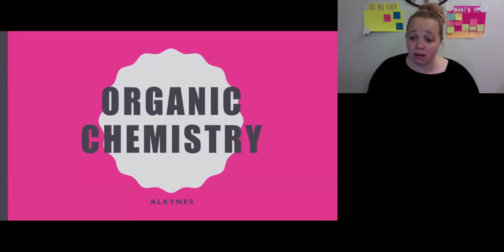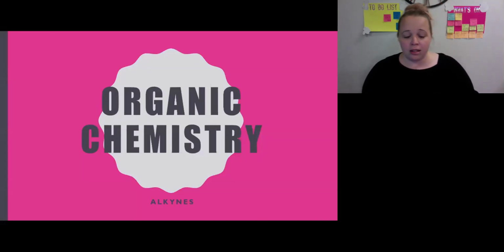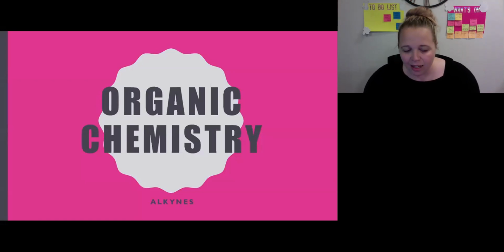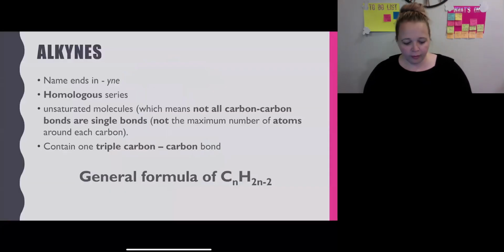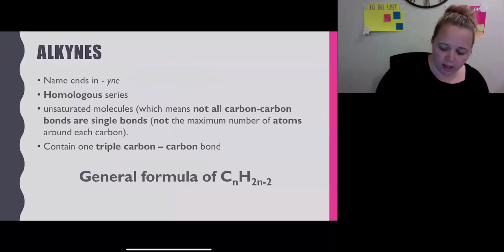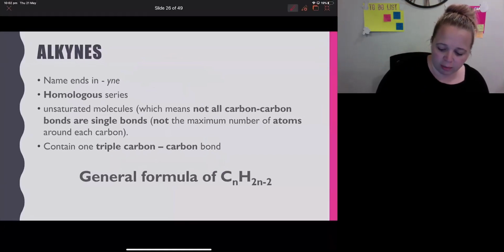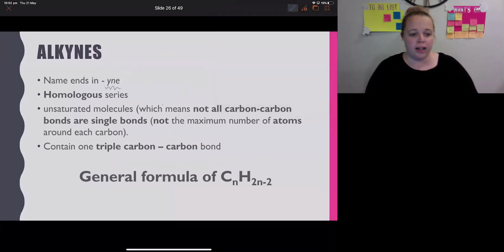Okay, now we're on to our third type of hydrocarbon. This is the third and final type of hydrocarbon. These are the alkynes. So now we're going to something with a Y. The alkynes are ones that finish in YNE.